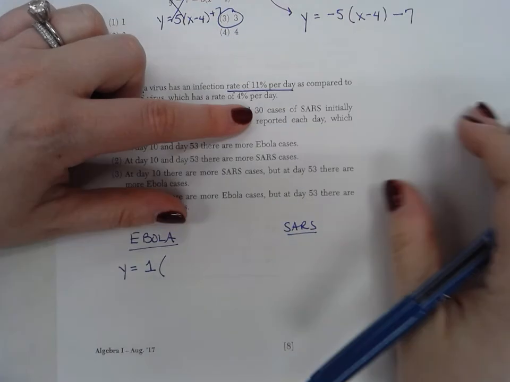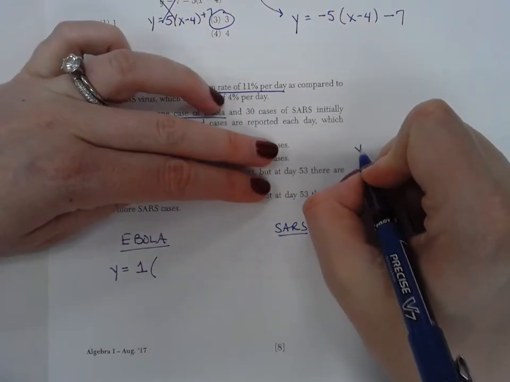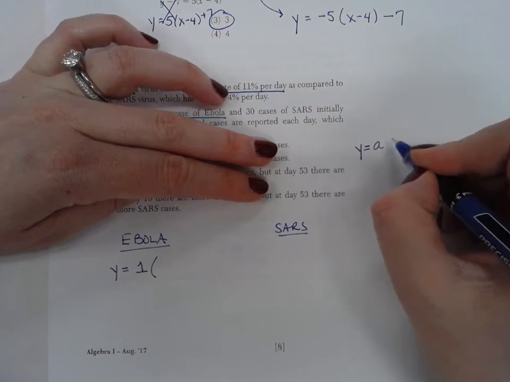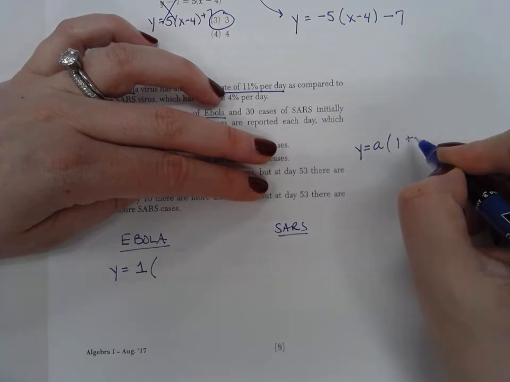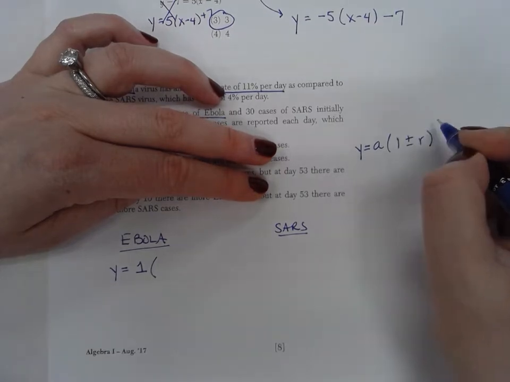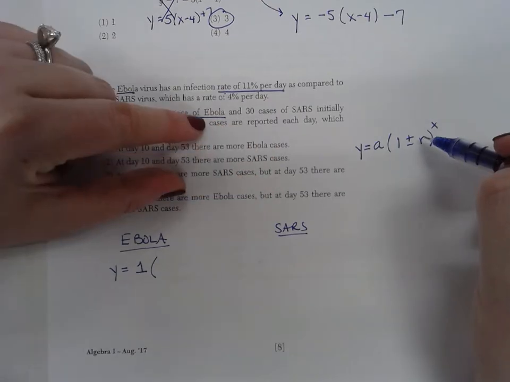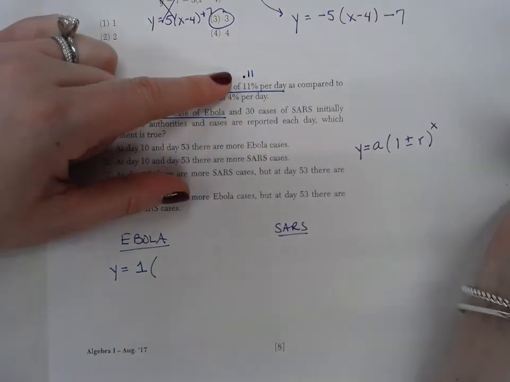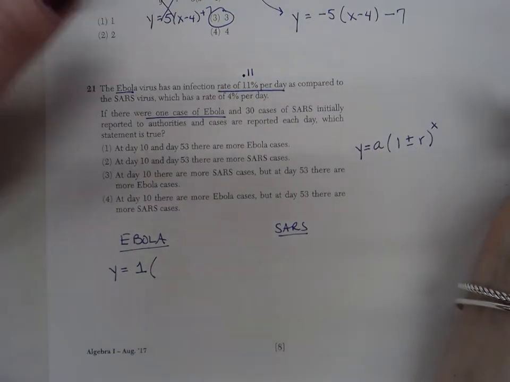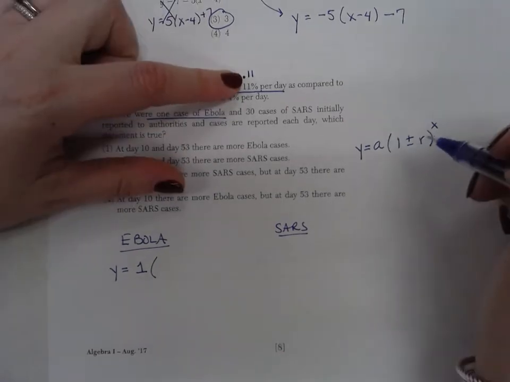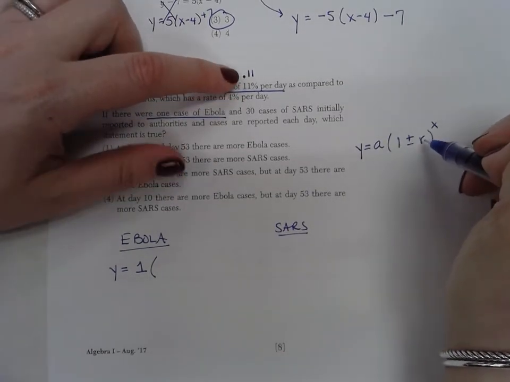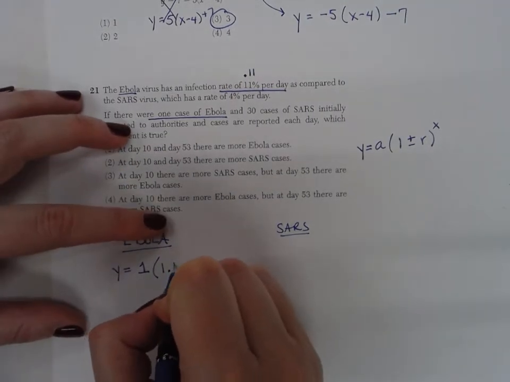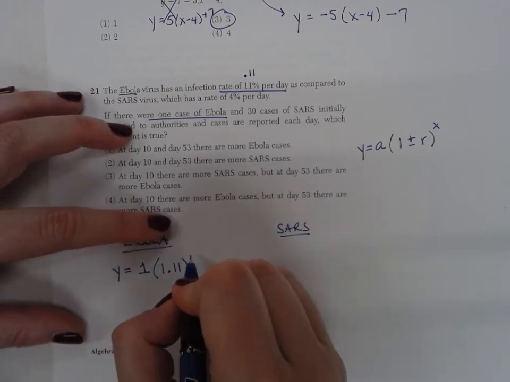If you recall, I'm going to jot this formula down to the side. Y equals, we have our starting amount times 1 plus or minus the rate raised to the x. Okay, so 11% is the same thing as 0.11. Because that's going up each day, more people get the virus. So then it's going to be 1 plus that decimal. So look what I fill in here. 1 plus 0.11 is 1.11 raised to the x.